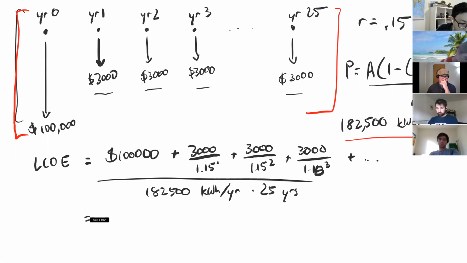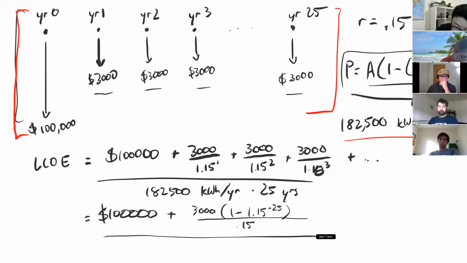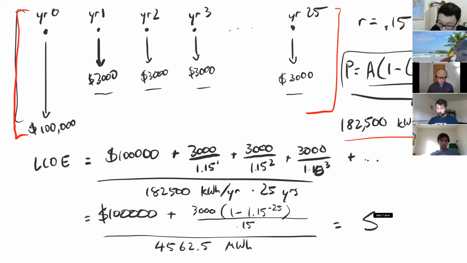And again, I can simplify this with my annuity equation. So it'll be 100,000 plus 3,000 times 1 minus 1.15 to the negative 25 divided by 0.15. All of this over, this ends up being 4562.5 megawatt hours. And if I solve for this, you end up with 26.17 dollars per megawatt hour.